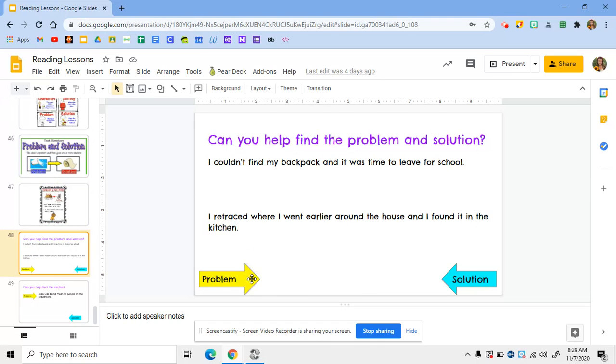So we're going to use these arrows to label which sentence is the problem and which is the solution. So I will read both of them. I couldn't find my backpack and it was time to leave for school. I retraced where I went earlier around the house and I found it in the kitchen. So think in your head for a minute, what is the problem and what is the solution?